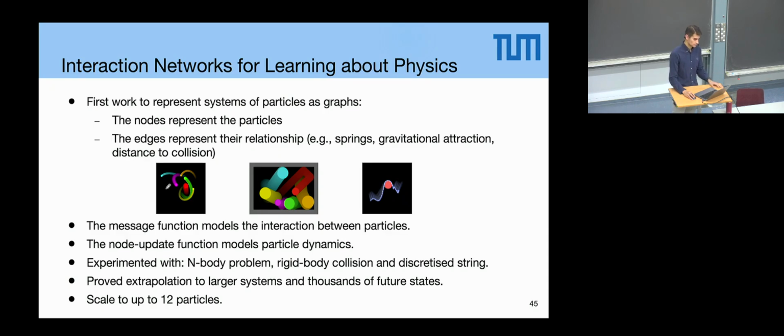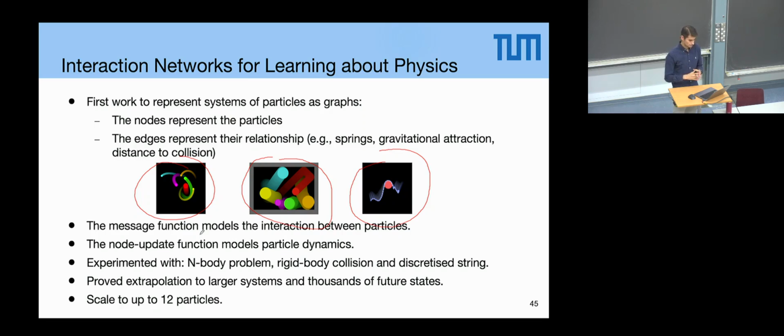The problems they consider are the n-body problem or gravitational problem, balls bouncing within a box, and also a spring interacting with a fixed ball. This spring was discretized into several nodes. And they apply a graph neural network consisting of a single message passing layer.